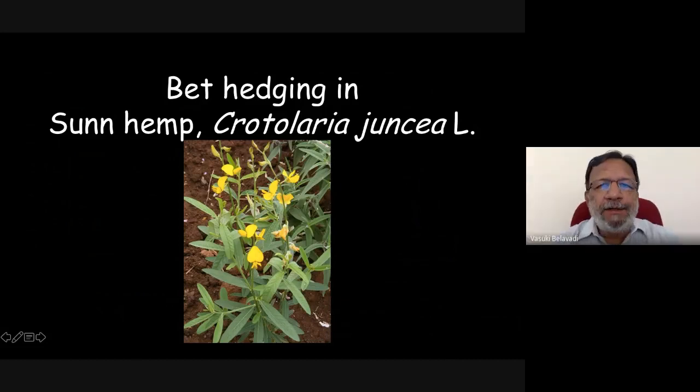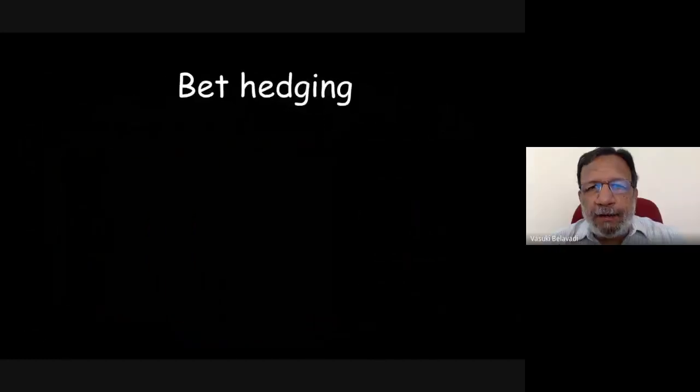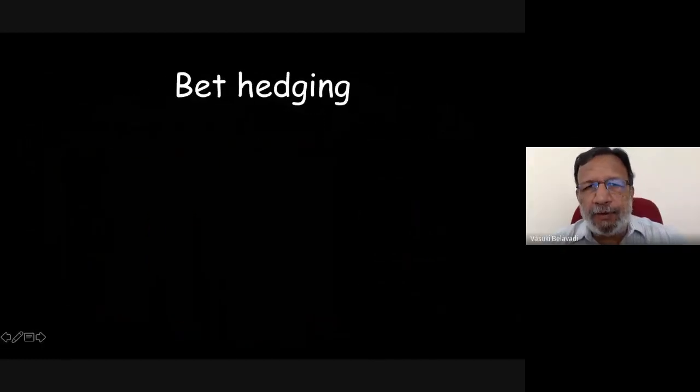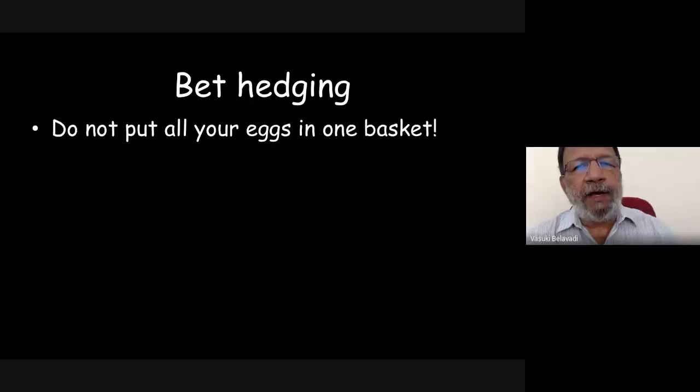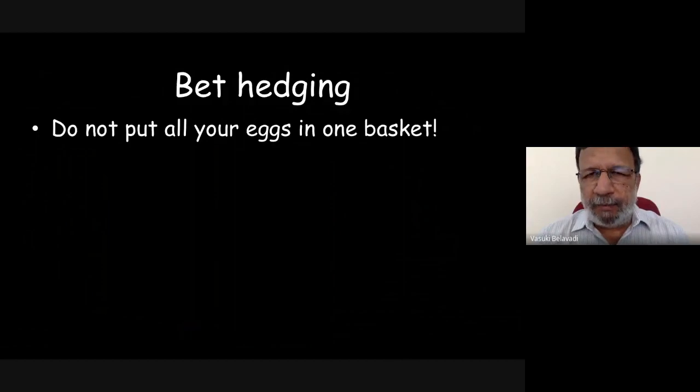Bet-hedging in sunflower, in sun hemp, Crotalaria juncea. Sun hemp, you all know, is an important forage crop. And I'd like to tell something about bet-hedging before that. We are always advised not to put all your eggs in one basket, because if something happens to the basket, all the eggs will be lost.